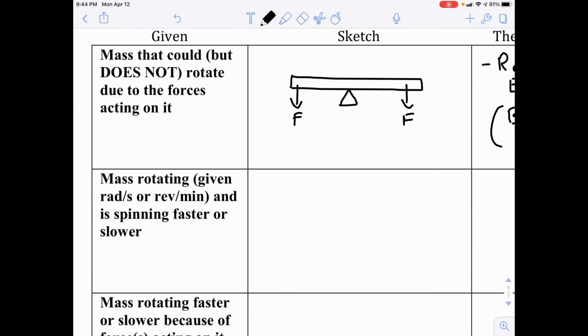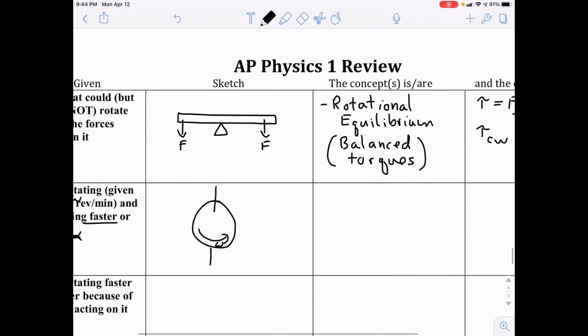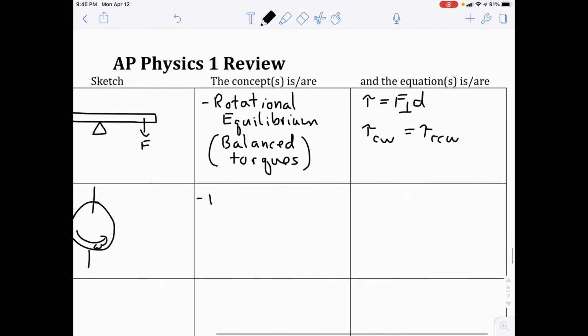Let's say we have another situation where we have a mass that's rotating, but we're specifically given units like radians per second, revolutions per minute, or the fact that it's spinning faster or slower. Well, we have our mass. Let's say it's just a ball or a sphere, spinning on an axis with omega angular velocity spin. Let's say it's counterclockwise. And let's say that we're only given omega and alpha. So if you're only given omega and alpha, you're given rotational kinematic variables. So this would be a rotational kinematics problem.